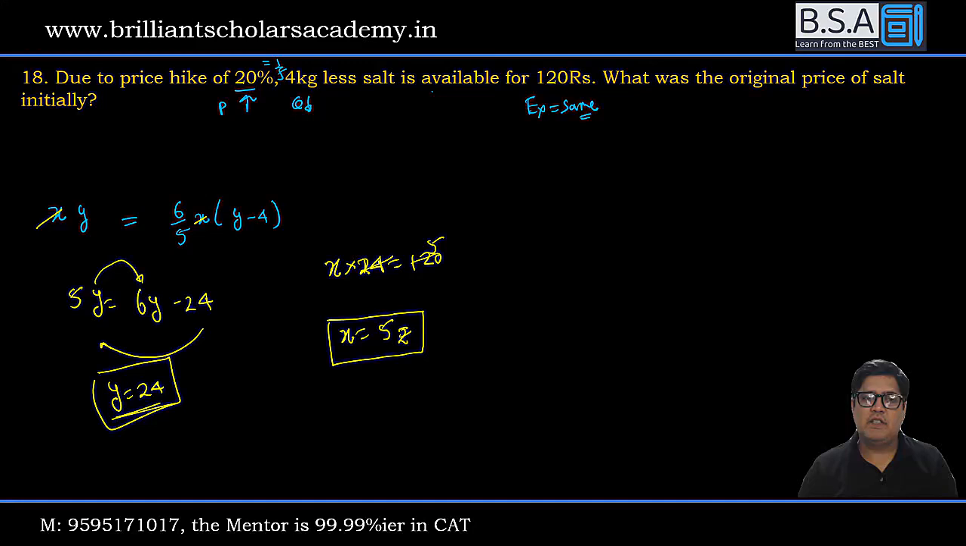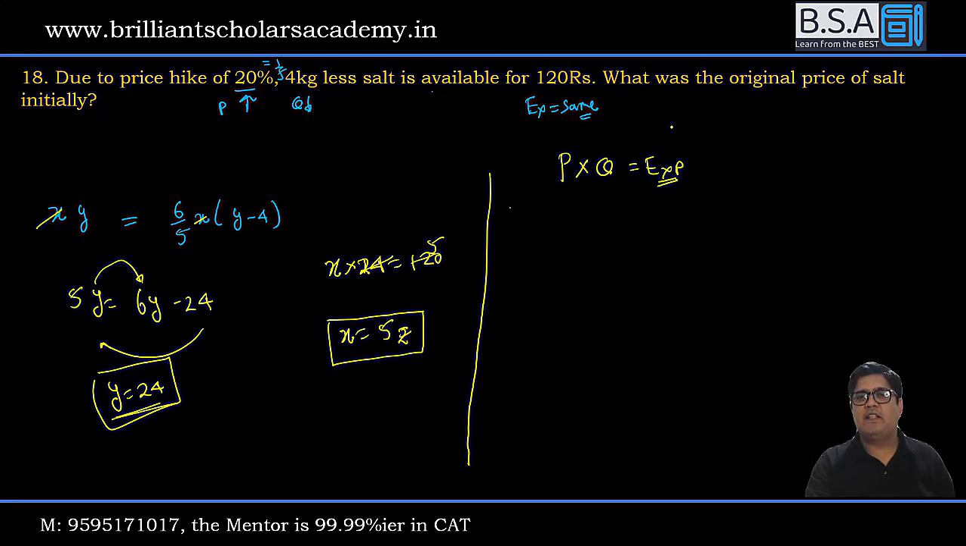So what approach is this? Assuming two variables and equating the quantity. Now the ratio approach is much better, much more elegant here. Price into quantity is equal to expenditure. Expenditure is going to be the same. Something that remains the same should have a ratio of 1 by 1. It is not changing. Something that does not change, the ratio should be 1 by 1.